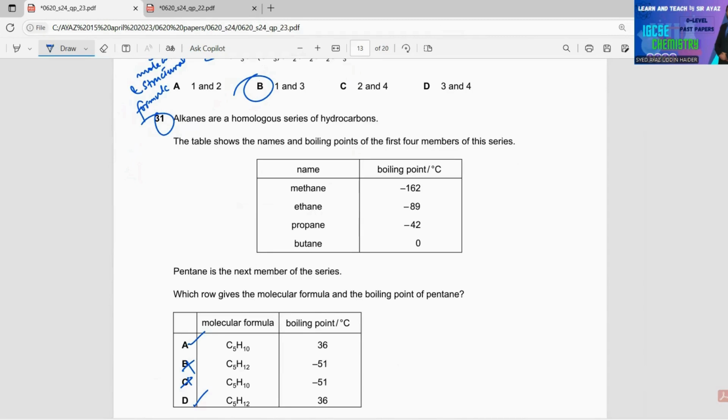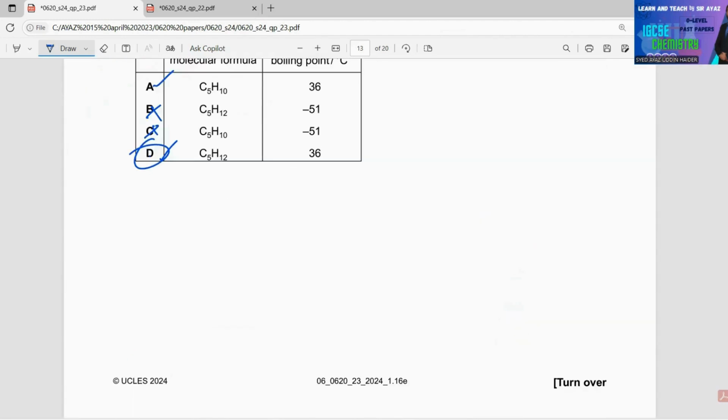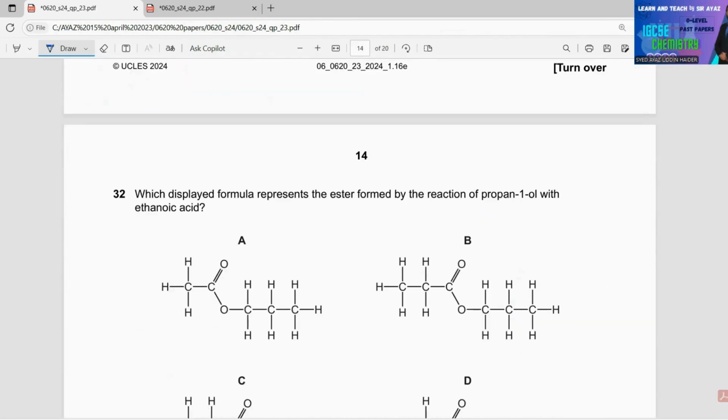Recall the general formula of alkanes. It's CnH2n+2. And pentane must have 5 carbons in it. So it must be C5H2 multiplied by 5 is 10, 10 plus 2 is 12. C5H12. So D must be the right choice in this case. Moving to the next MCQ, which is question 32.